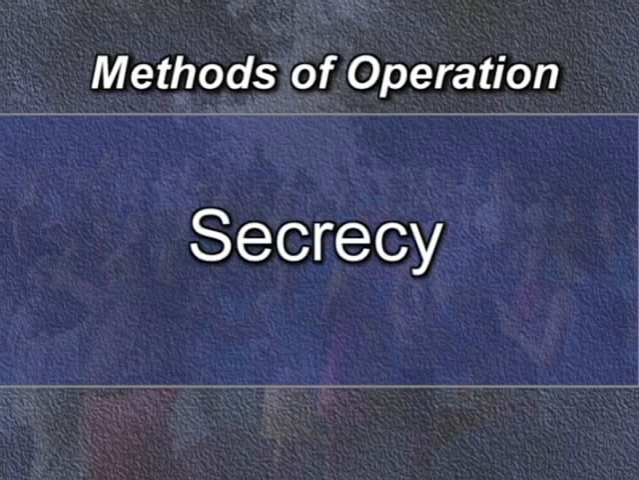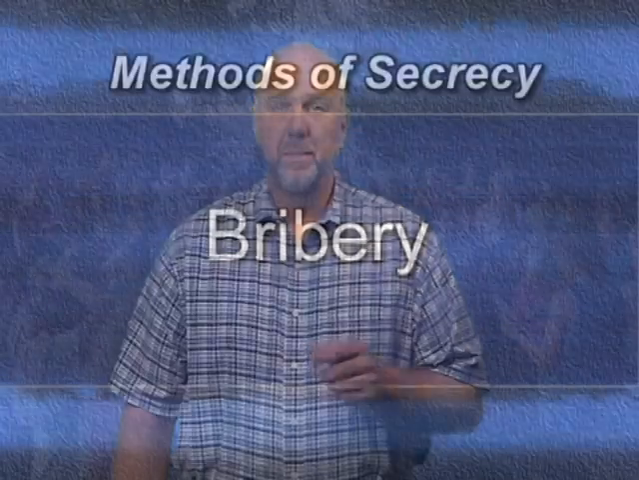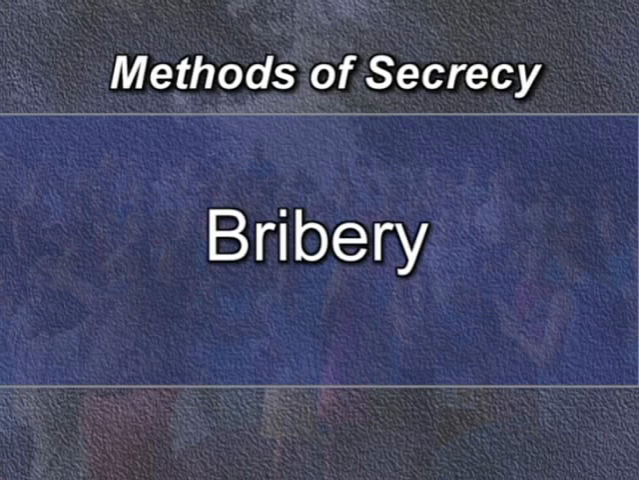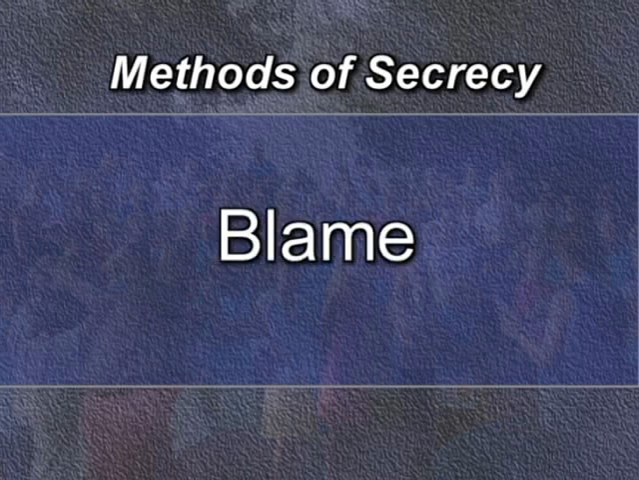Secrecy is the common thread in these methods of operation. Secrecy is maintained by several methods. They include, but are not limited to, bribery. This could include gifts, animals, or any favors that interest a child. Blame. The molester tells the child they are at fault for what has happened.